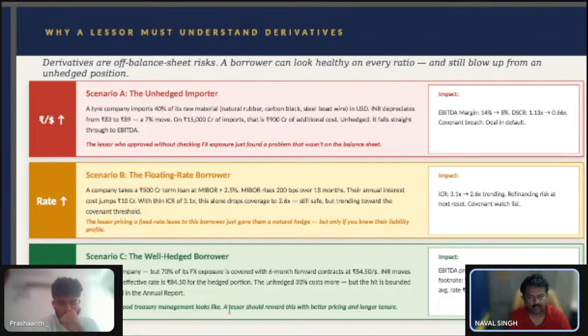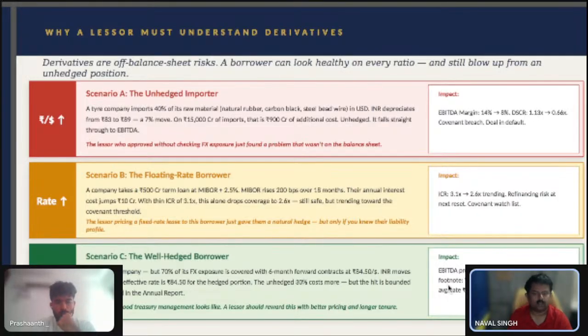Treasury management is a paper that you can read. I took it in my college at IIM, and we can cover this in future sessions. Treasury management comes from post hedging, and a lessor should reward this. So if you are providing a financial credit line to such a company, you should reward a very well risk managed company by giving them cheaper loans and longer tenure loans.